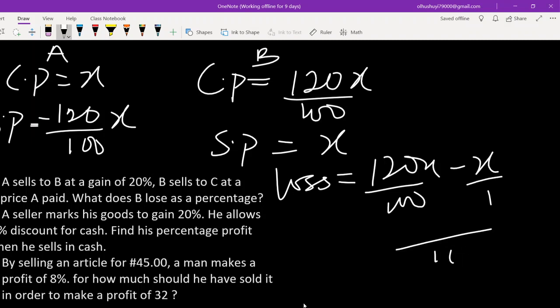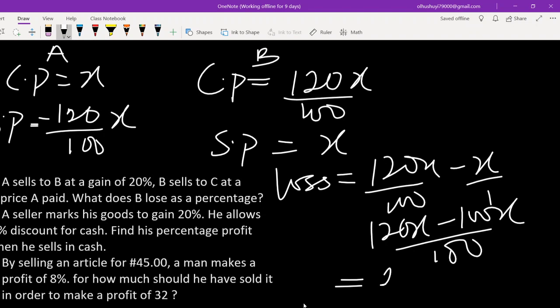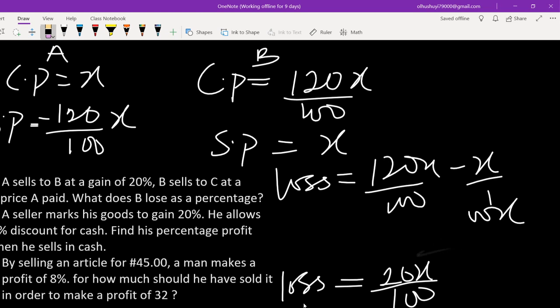Finding the LCM here, you have 120x minus 100x, and that becomes 20x over 100. That is 20x upon 100. That will be the loss. So what do we do next?